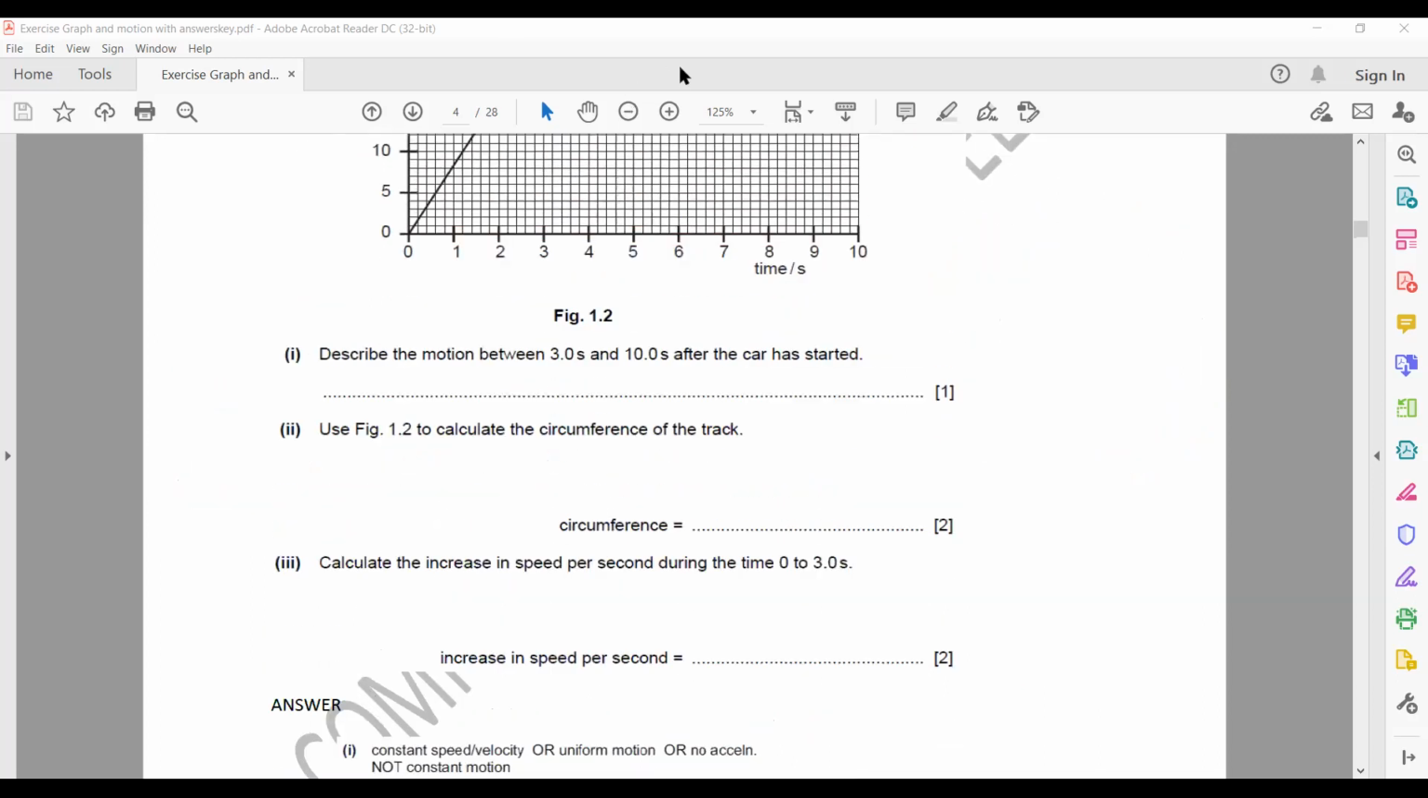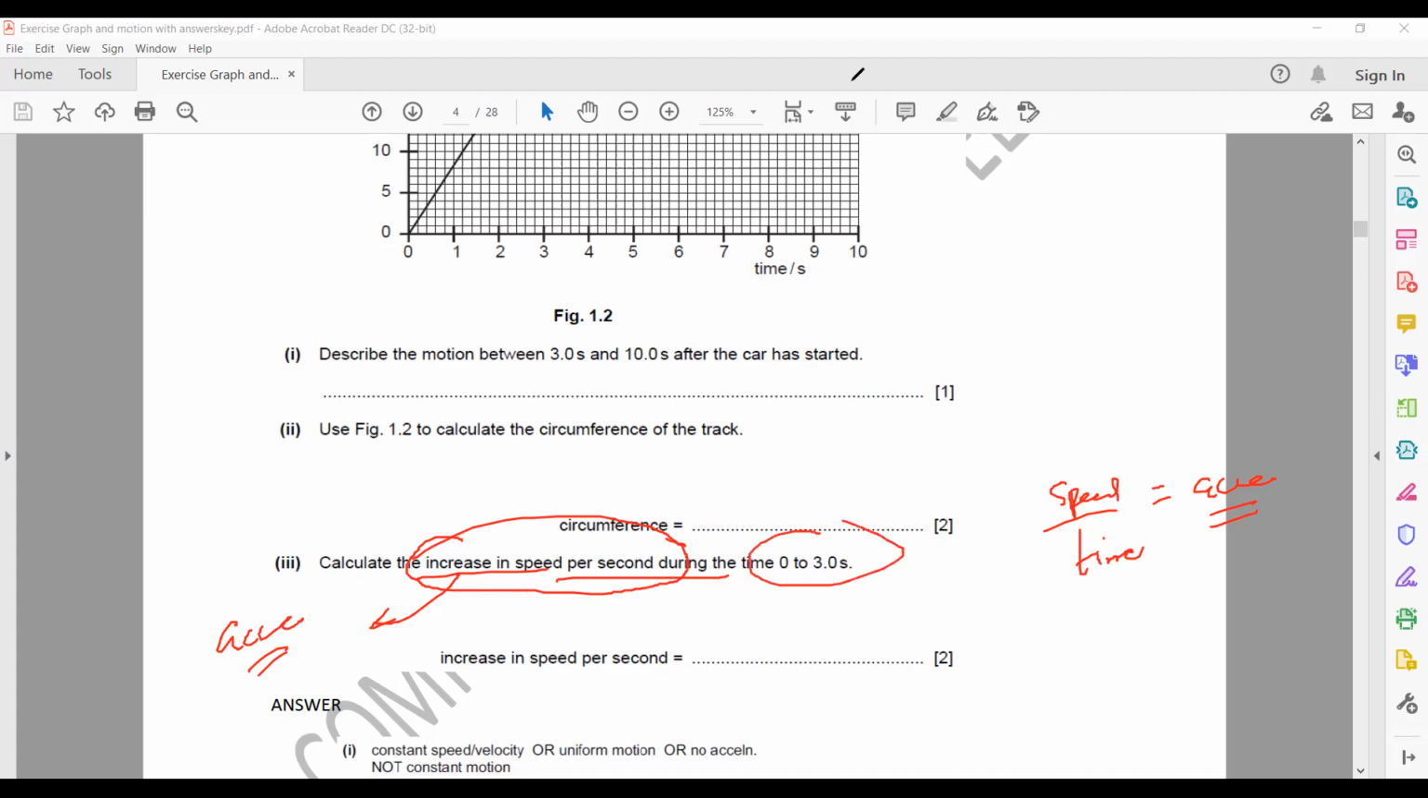Then the next part: calculate the increase in speed per second. What is the meaning of increase in speed per second? Basically, speed divided by time, or velocity divided by time, what does it give? It gives acceleration. Sometimes they change the wording, but instead of simply saying calculate acceleration, they say increase in speed per second. From 0 to 3 seconds we have to calculate acceleration, and it's a straight line graph.